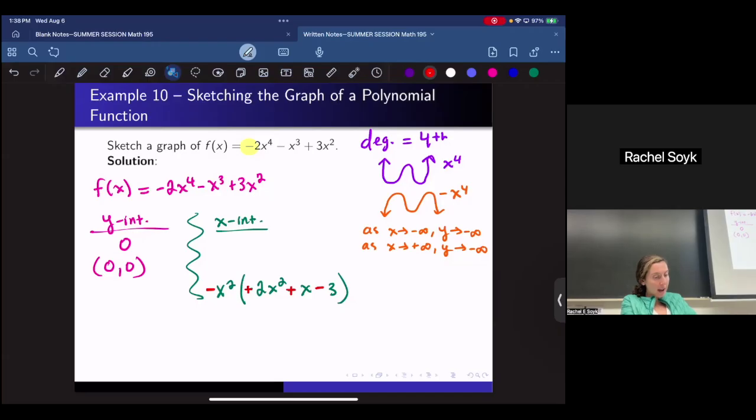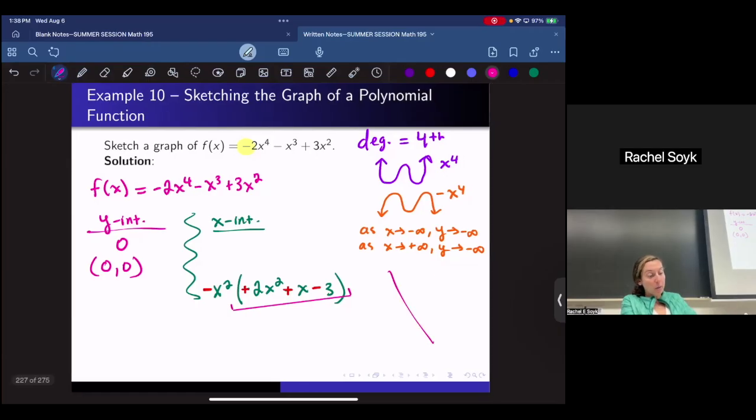So what we have inside here is that 2, which is greater than 1. So let's utilize our AC method. Our A is 2, our C is negative 3, so the product is negative 6. And then our B is 1. What are factor pairs of negative 6 that add to 1? Yeah, exactly. 3 and negative 2, right?